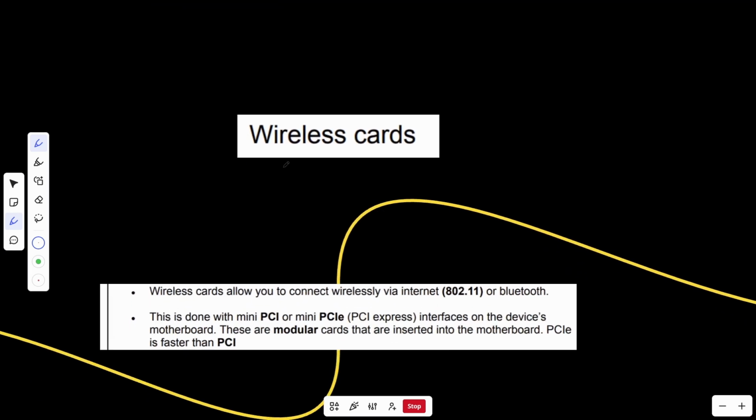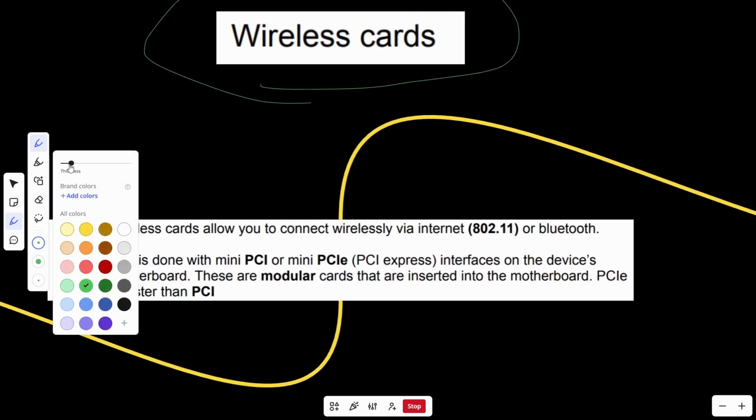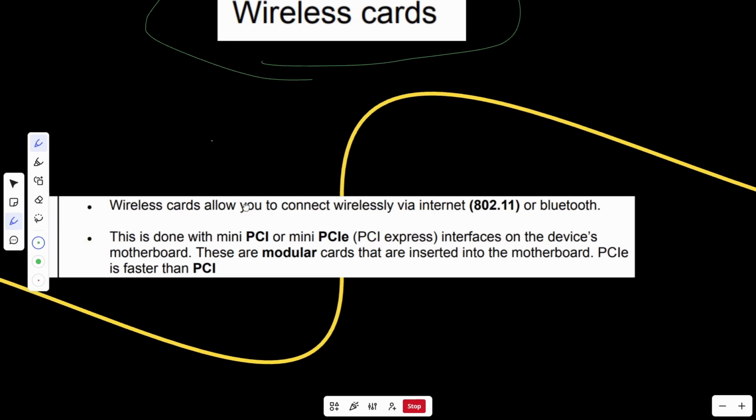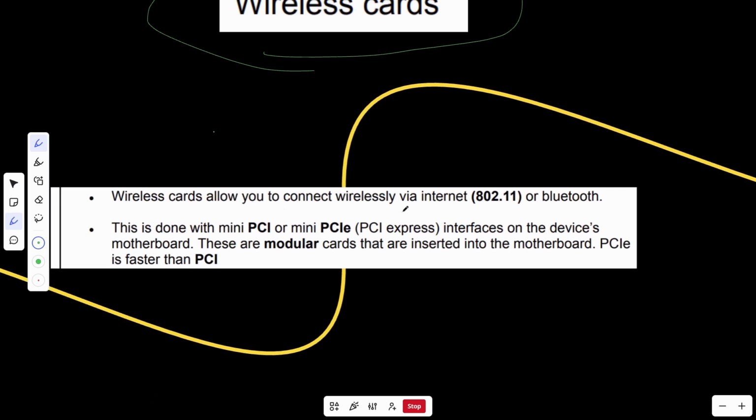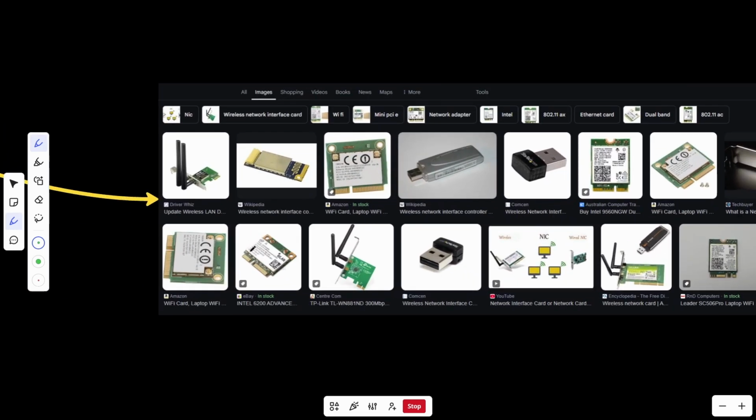Now you've also got wireless cards. Wireless cards allow you to connect wirelessly to the internet, and the standard is known as 802.11. That's like the official standard. But long story short, a wireless card is just a card, right?